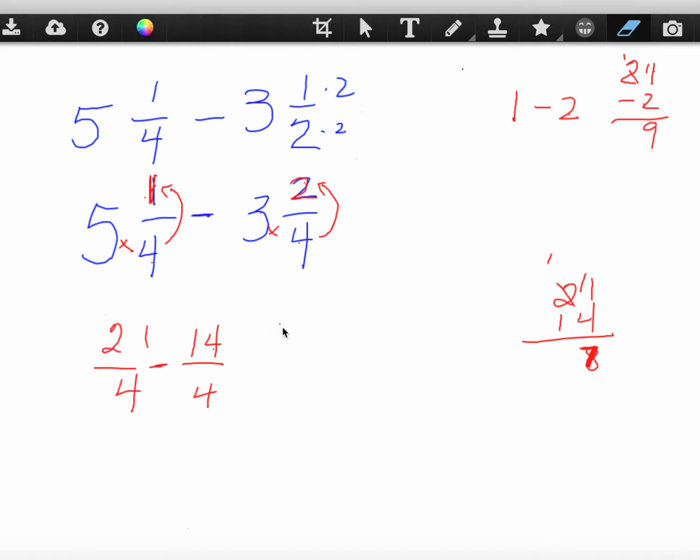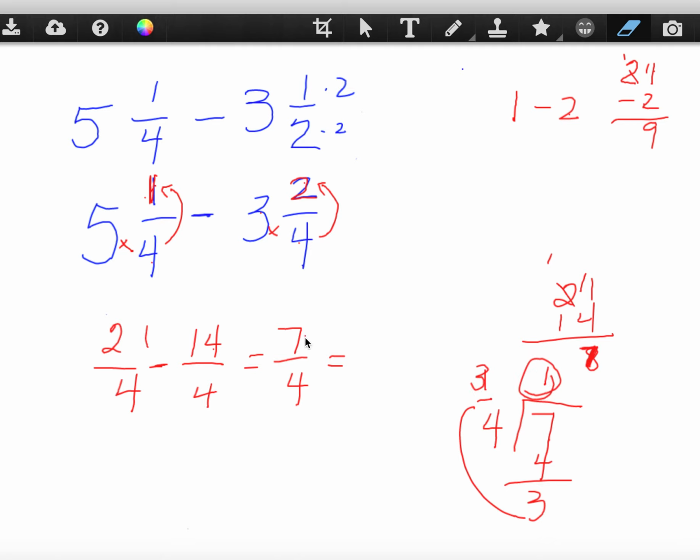And I have 7/4. My final piece is I have to simplify that. Okay, so we know when it's improper, I've got to do top dog in the house. 4 goes into 7 once. 3 left over, that becomes my fraction. This is my whole. Okay, so my final answer is 1 3/4 because I can't simplify 3/4.